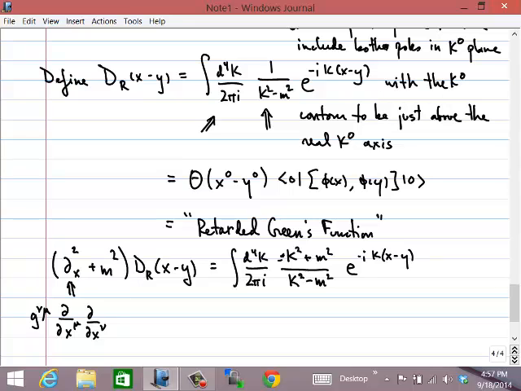The numerator and denominator cancel, and you're left with an integral d⁴x of e^{ik(x−y)}, which is just the four-dimensional delta function that sets x equal to y. And you end up with a factor of i out front. It's an i, not a minus i, because there was a minus sign coming from the numerator over the denominator.